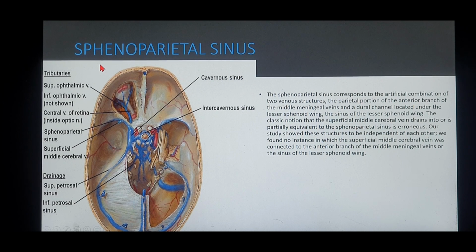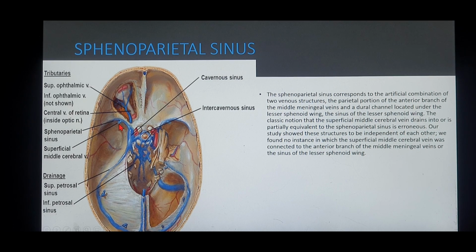Now, the sphenoparietal sinus. What do you mean by a sphenoparietal sinus? Many people do not know about this sinus. Earlier studies used to mention that the sphenoparietal sinus is nothing but a continuation of the superficial middle cerebral vein. You can see over here, that's the sphenoparietal sinus, which is a paired sinus on the lateral aspect. And you can see over here, that's the superficial middle cerebral vein.